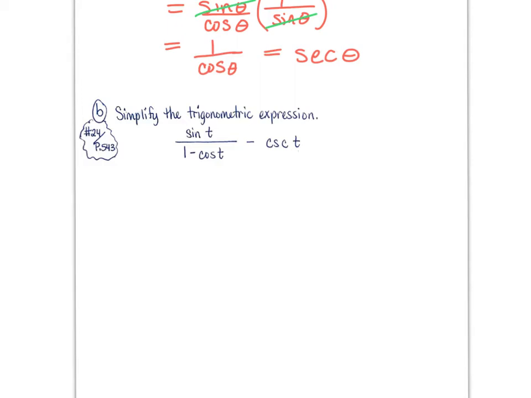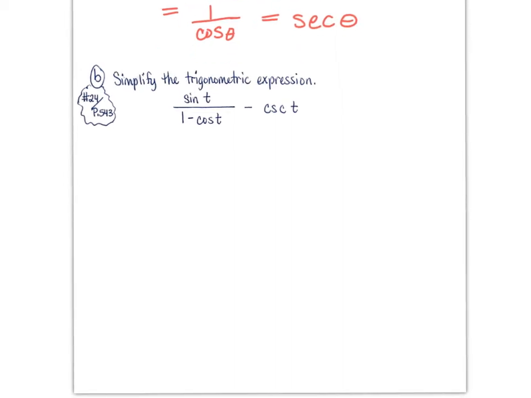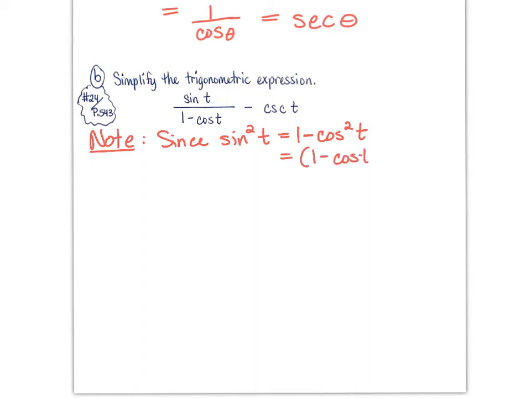And this problem is a little bit different. So let's note a couple of things first. So note that since sine squared t equals 1 minus what? Good. Cosine squared t. Notice that 1 minus cosine squared t you can factor as 1 minus cosine t times what?